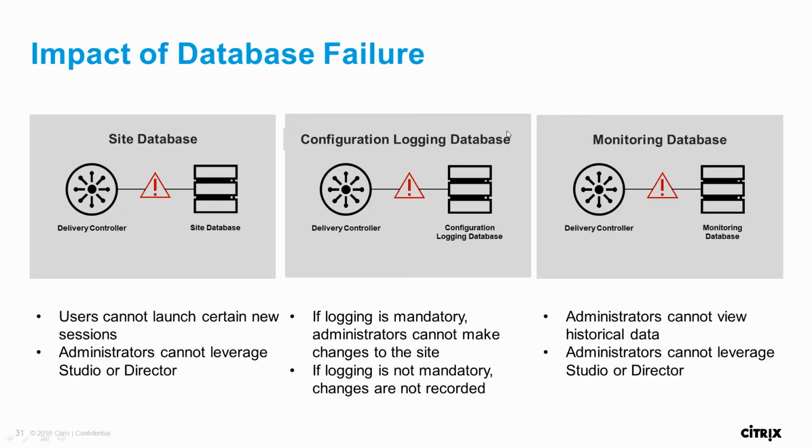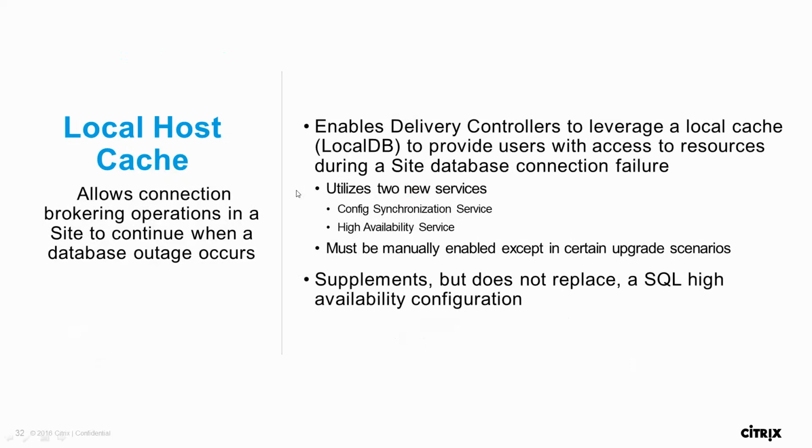The logging database failing will not impact this, and the monitoring database also will not impact it. Only if the site database is down, the applications cannot be launched by the user. So to overcome this situation, Citrix introduced an additional database called local host cache.